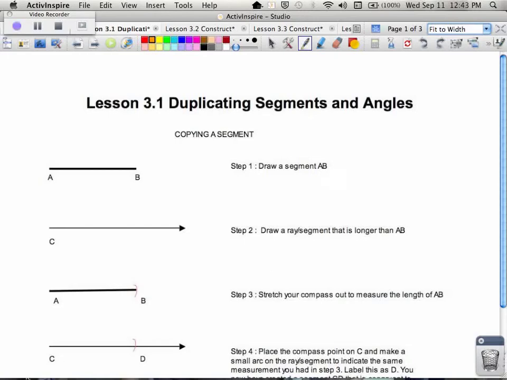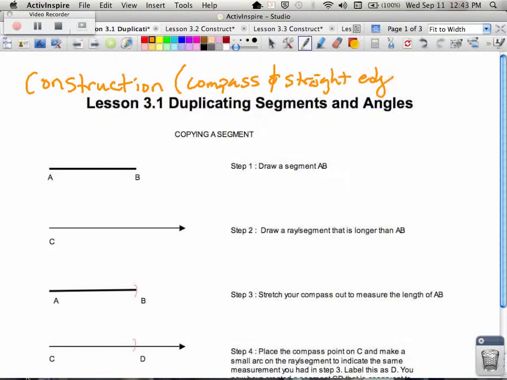In Chapter 3, we're going to work on constructions, and there's something really important to remember with constructions, and that is you're only allowed to use a compass and a straight edge. And what that means is as you're going through your work, every single time you do this construction stuff, you're going to be making these things called arc marks.